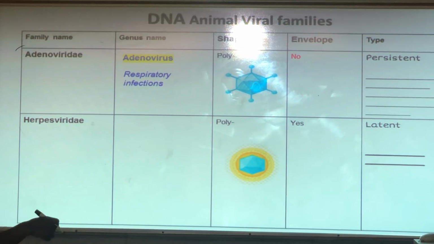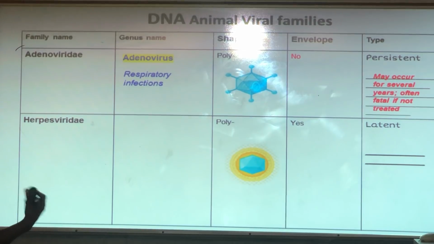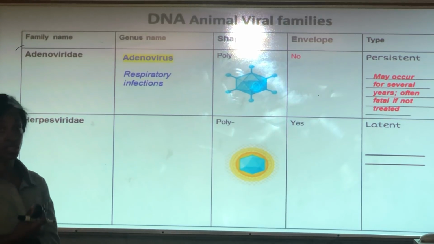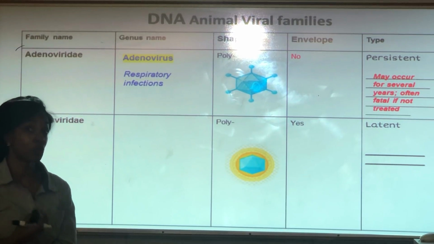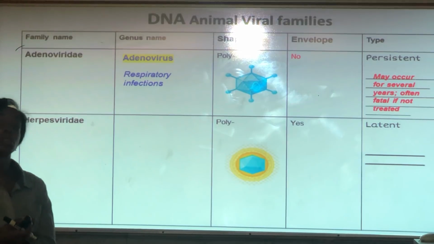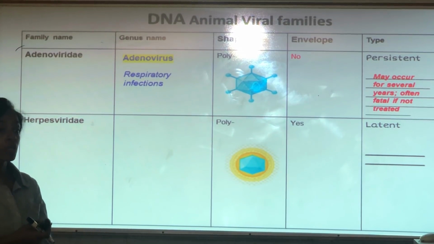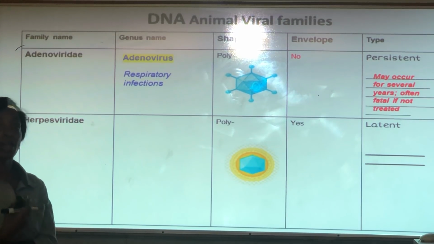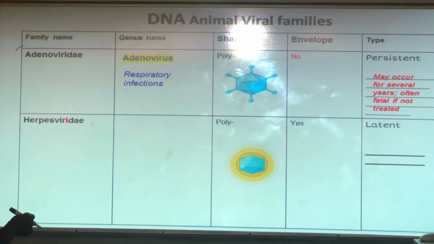So there's no envelope. Adenoviruses are what we call persistent viruses, and persistent viruses may occur for several years, meaning that they may stay in the body for several years, especially if your immune system doesn't attack it quick enough. And if it's not treated, or if your immune system doesn't deal with it appropriately or efficiently, then it can kill you.